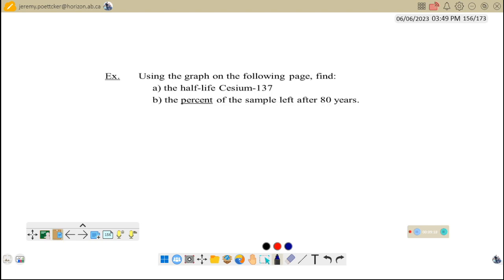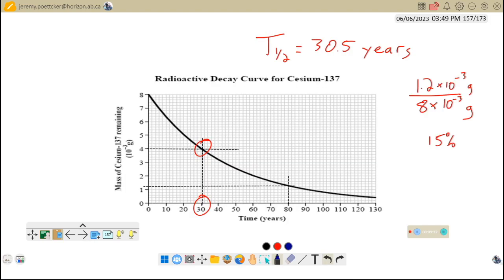Using the graph on the following page, we want to find the half-life of cesium-137 and then the percent of the sample left after 80 years. So I've done some of the work for us here. I made a nice line going over.